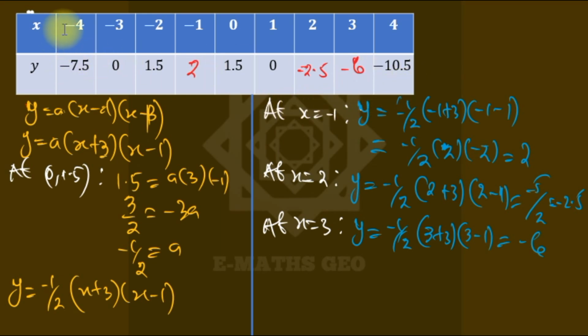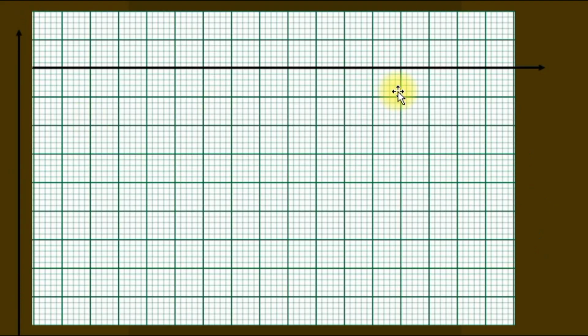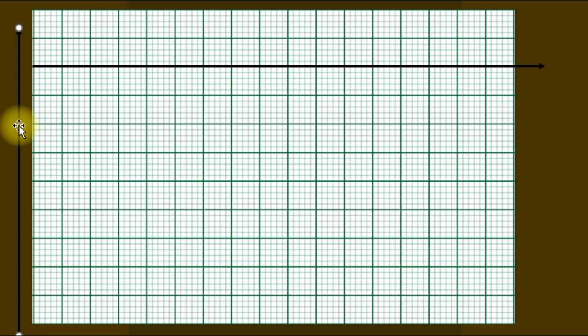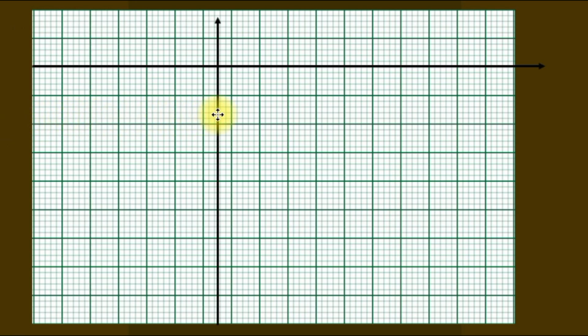So as you can see, x is settled. x has the minimum as minus 4, maximum 4. But y, the minimum is minus 10.5 and the maximum is 2. So the origin will go up so that it will contain more negative. Okay, so we have equal positive and negative for x, but for y we have more negative. So the origin will go up.